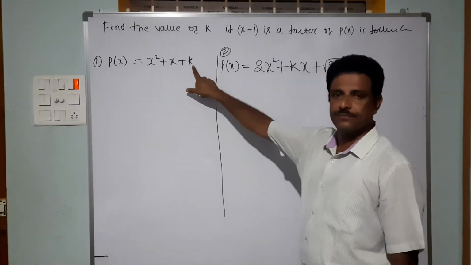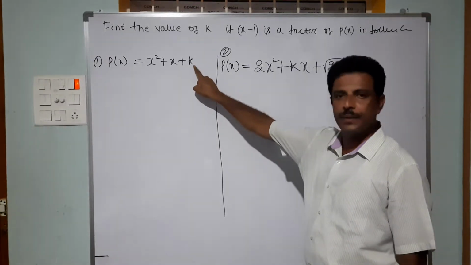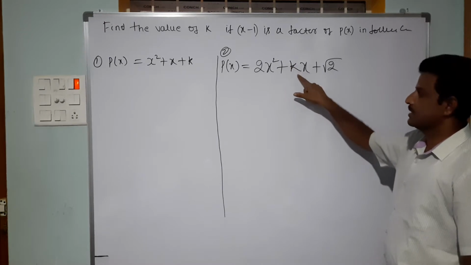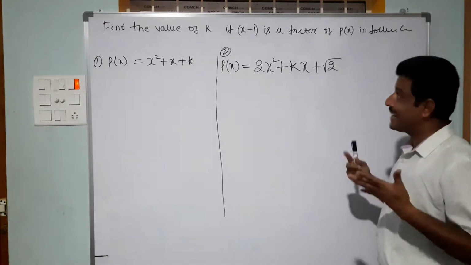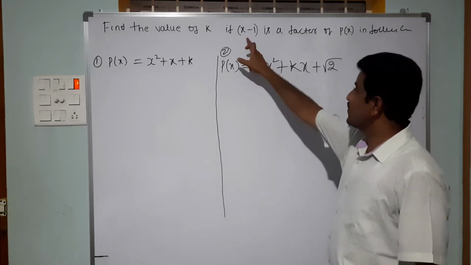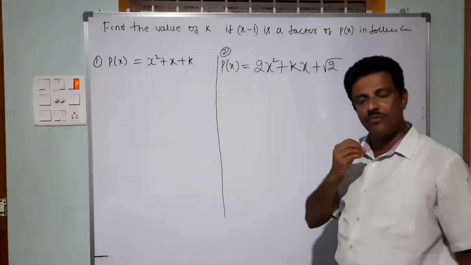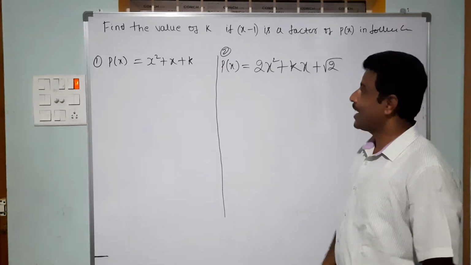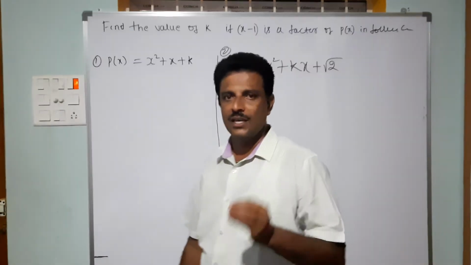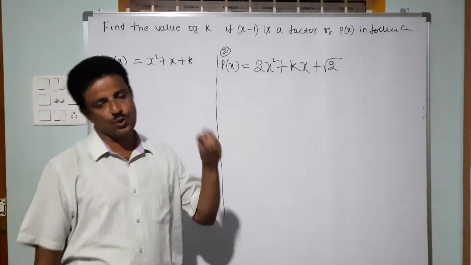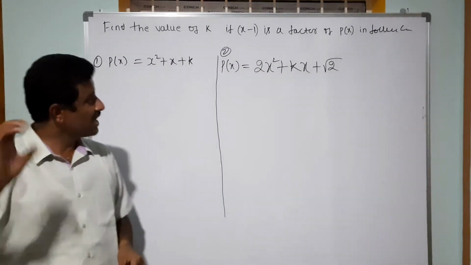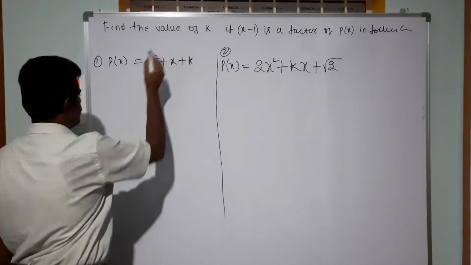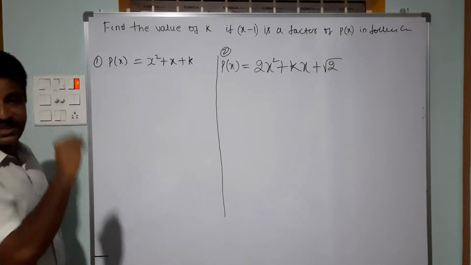Here k is given, so you have to find the value of k. If x minus 1 is a factor of p of x, where p of x means the given polynomial, and factor means what we already know, then x minus 1 should be converted to 0. So first you should find the value of x.